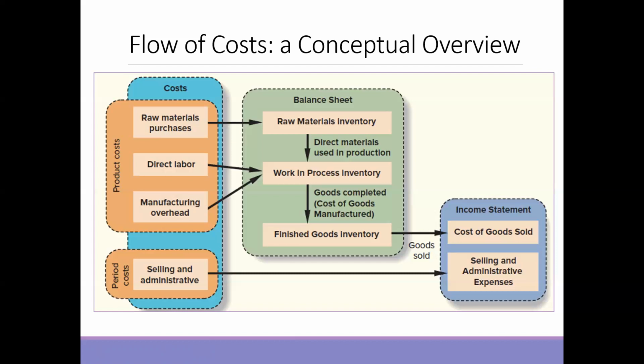Know that selling and administrative costs are never part of the product. They always go straight to the income statement. But what makes manufacturing managerial accounting so interesting and a little more nuts and bolts is because we really keep this as an asset until we sell it. And that asset inventory has various components of inventory until it is sold.